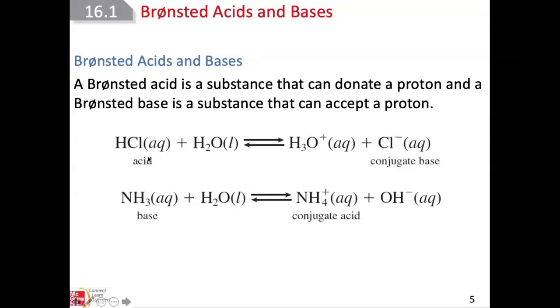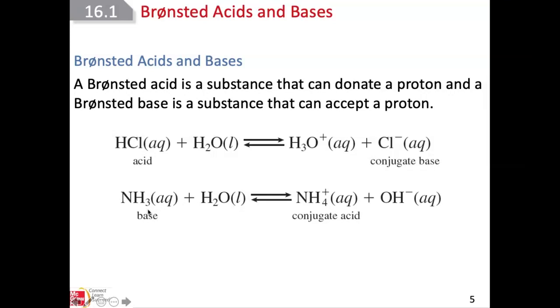Another thing you have to pay attention to: HCl is the acid, but what is left of this acid after it donates H plus, we call a conjugate base. Cl minus should really have the ability to accept H plus and behave as a base in the water.